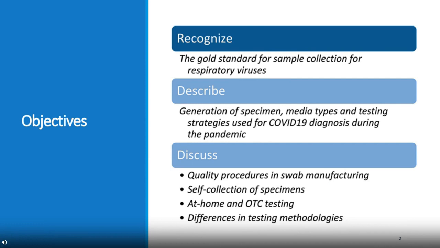And lastly, we'll discuss a few issues, including the quality procedures that are used in swab manufacturing, self-collection of specimens, a little information about some at-home and over-the-counter testing that's available for COVID, and then just lastly talk about a few differences in the methodologies that we have out there for testing for COVID.